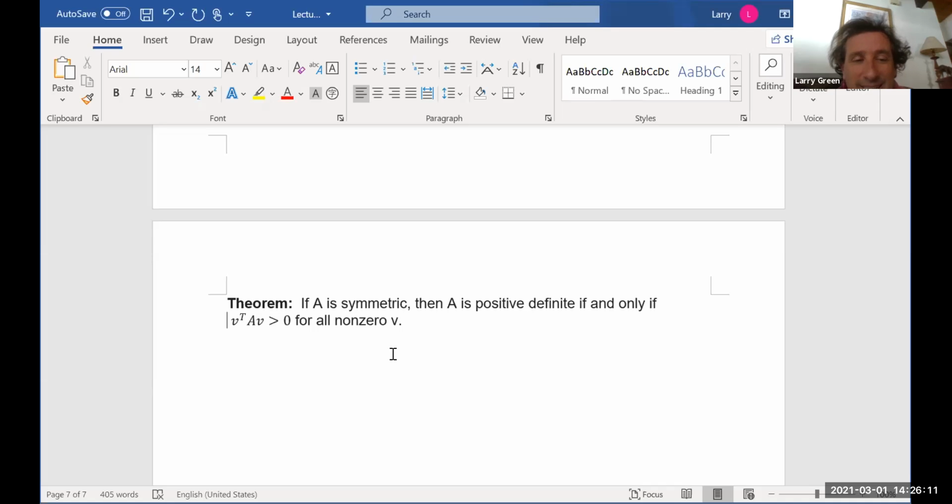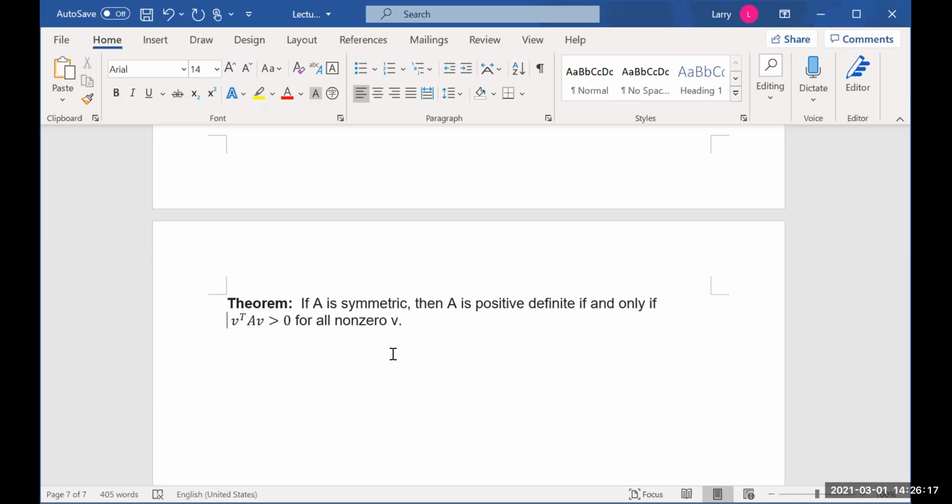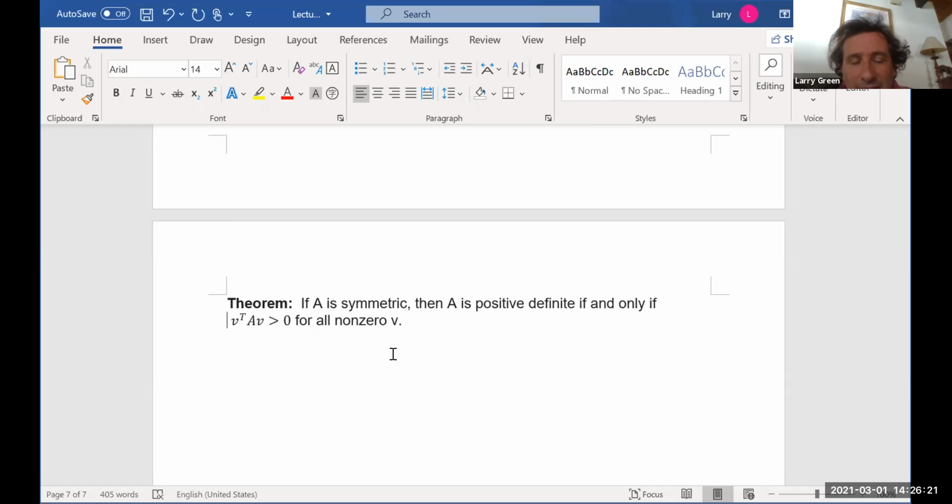Starts with a D. Symmetric matrices are diagonalizable. Yes, diagonalizable. Okay, so that's what we know. We know symmetric matrices are the diagonalizable matrices, right? So it's positive definite if and only if V transpose AV is always positive.